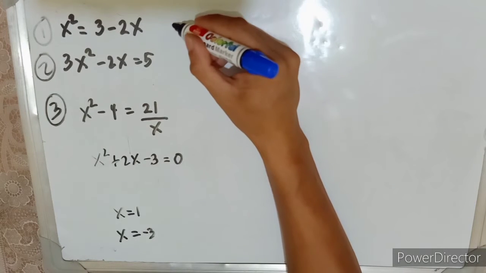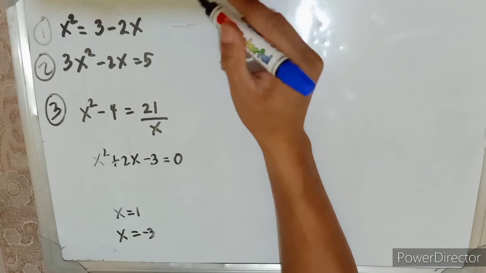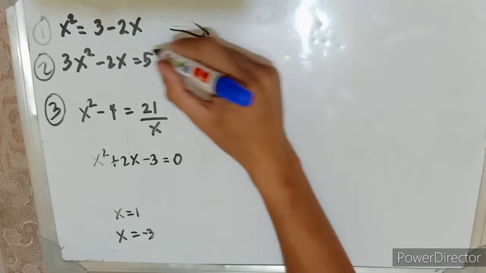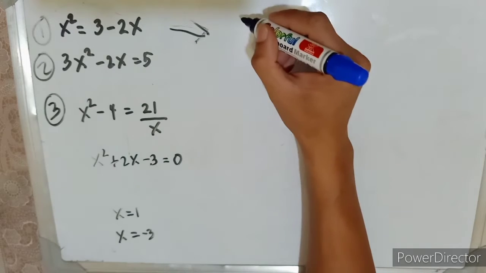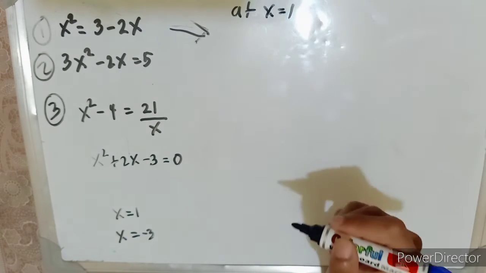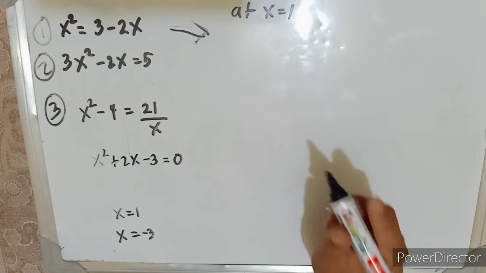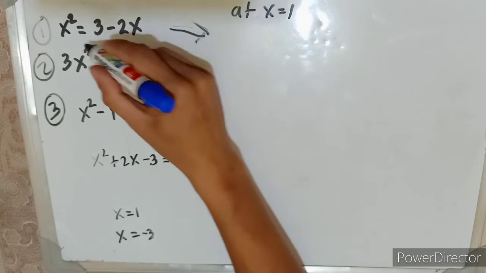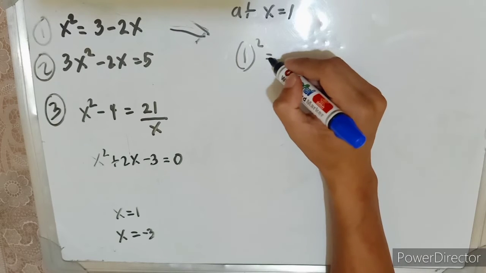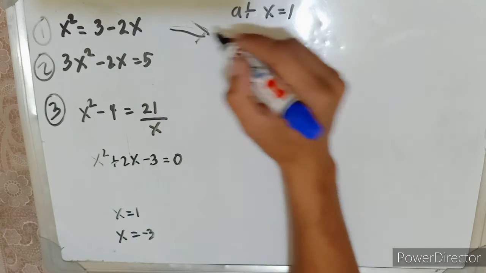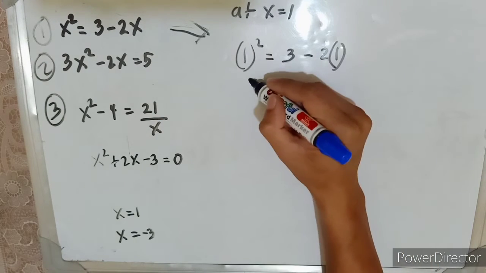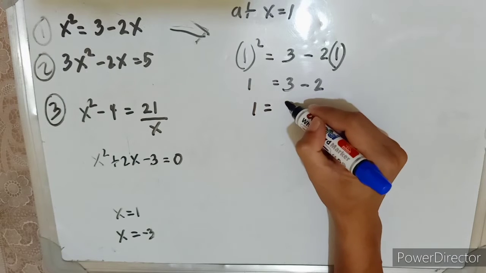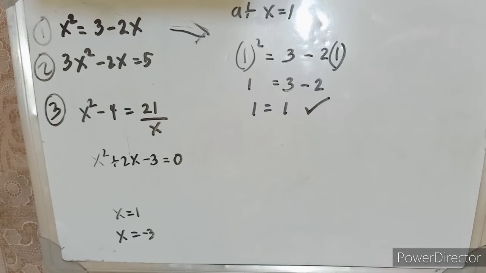From the first equation, what is x? Let's go first to x is equal to 1. That is the value of x we will use, because there are two values of x, guys. So at x is equal to 1, just substitute. So 1 squared is equal to 3 minus 2 times 1. 1 squared is equal to 1. 3 minus 2 times 1 is 3 minus 2, which is 1. So 1 is equal to 1. This means the value of x we got is correct.